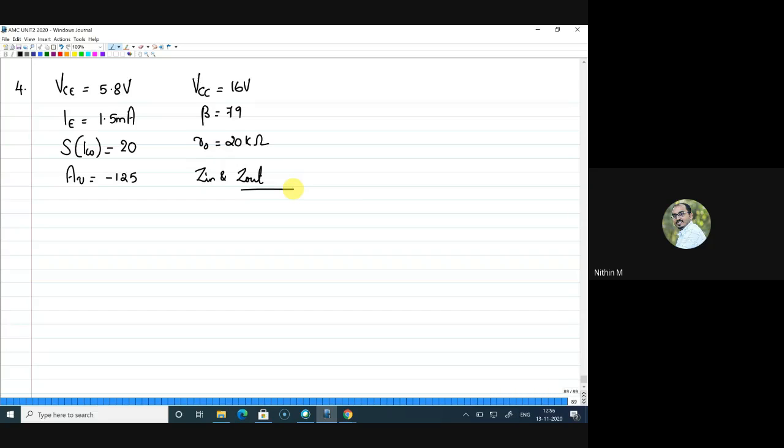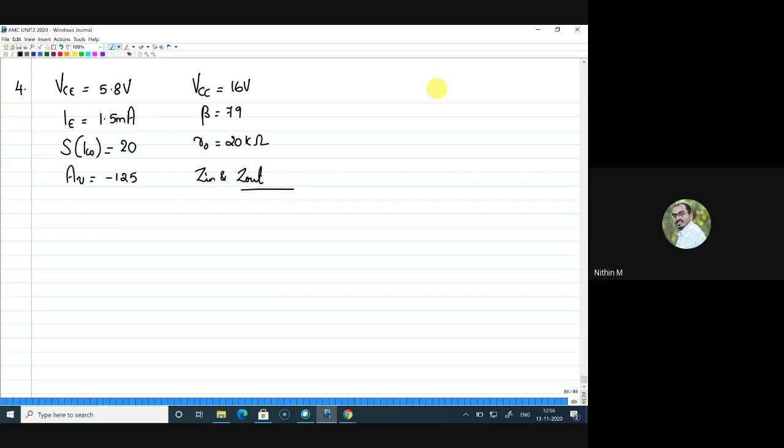So who wants to help me how to solve, how to start? Any volunteers for getting the answers for this? They have told voltage divider biasing, so you can follow the same procedure as the previous problem.